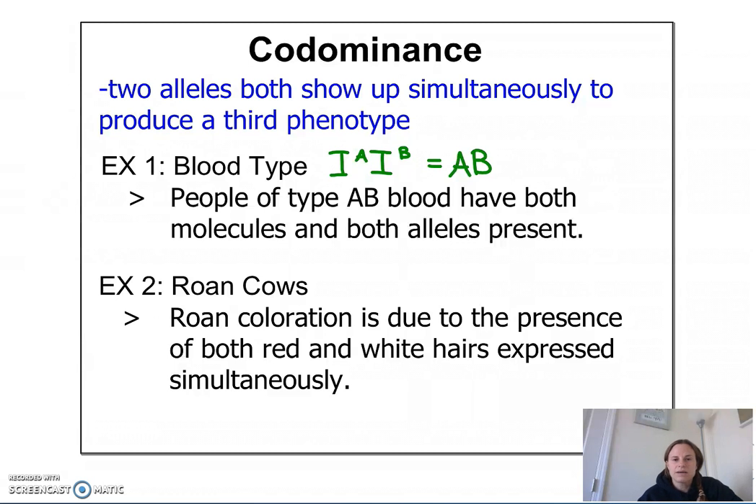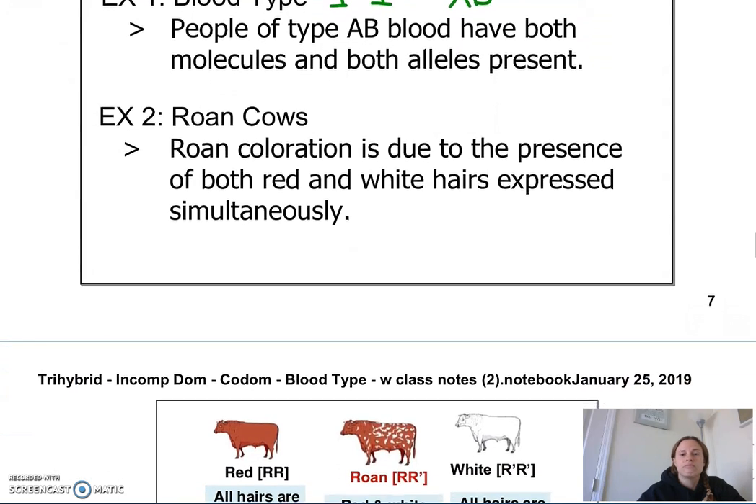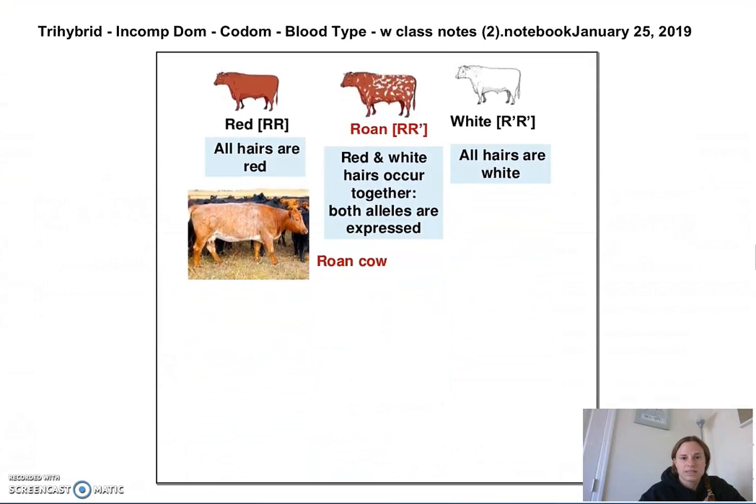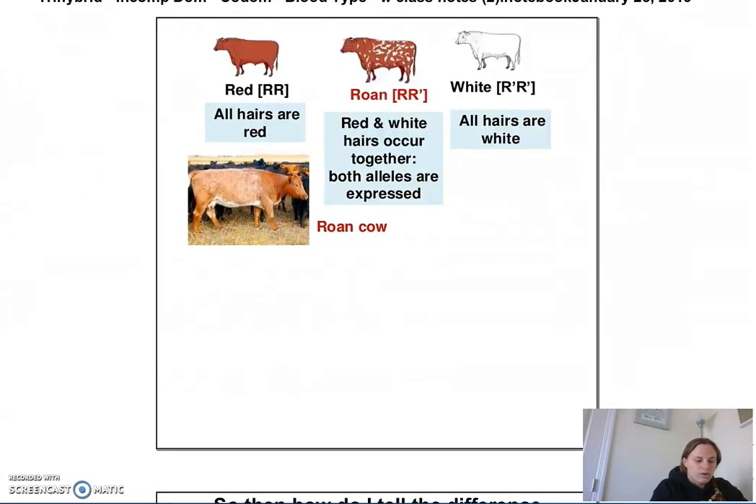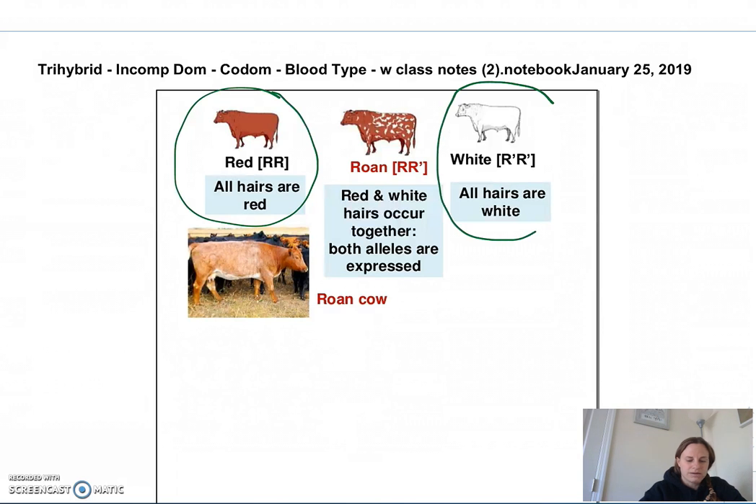The second classic example is roan cows. Roan cows will express both red and white hairs simultaneously, so they're expressing both of those alleles at the same time. This is what that would look like, where I have a red cow that has all red hairs, a white cow with all white hairs, and now a roan cow where both red and white alleles are expressed together.